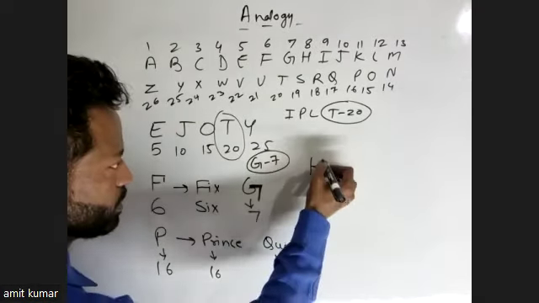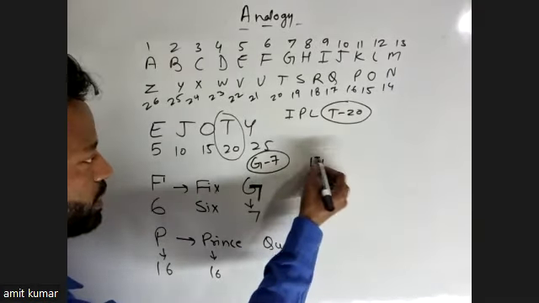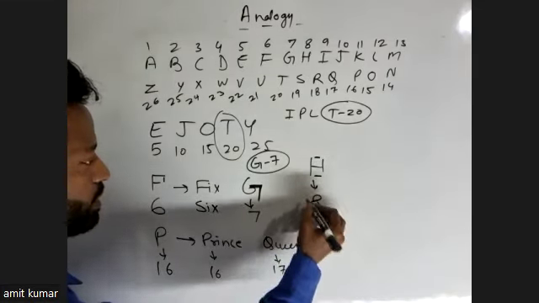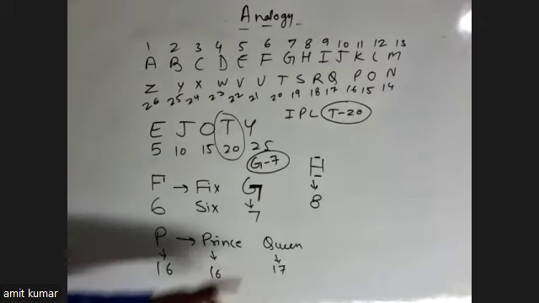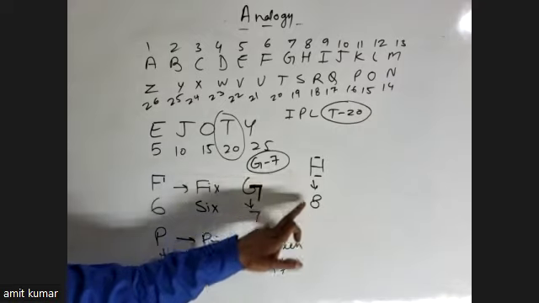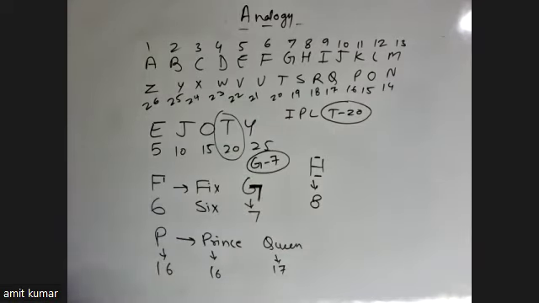H. If I close this one and this one, it looks like 8. Its position is 8. For H, we have to close the upper and lower side, so it will look like 8. Yes, its position is 8.